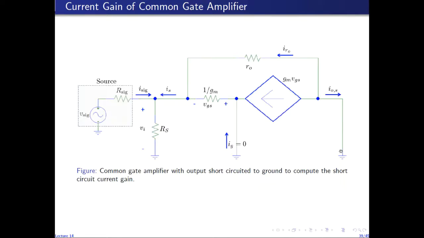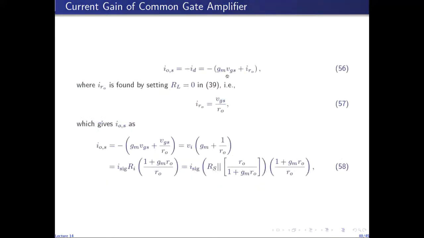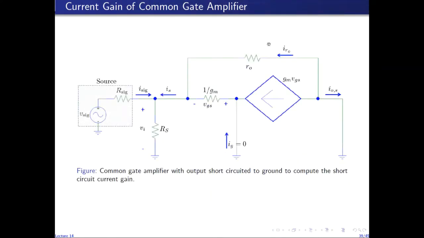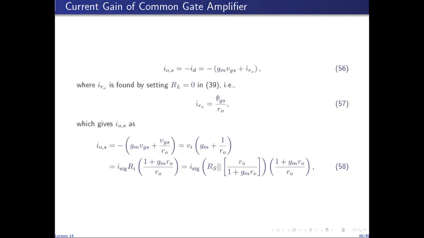The current flowing through the output short circuit is I subscript O comma S, and it is equal to the negative of the drain current. The drain current flows into the drain, and is given by the sum of these two currents. So IOS is minus ID, and ID is GM VGS plus IR naught. We've already found the expression for IR naught in 39. In that expression, if we replace RL with 0, we'll get the expression for IR naught for this circuit, which is VGS over R naught.